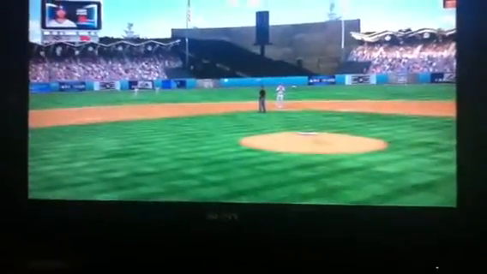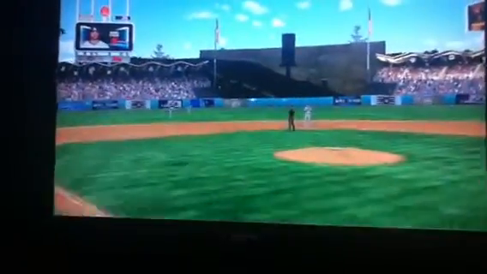Watch. There we go, look. It curves to the catcher.